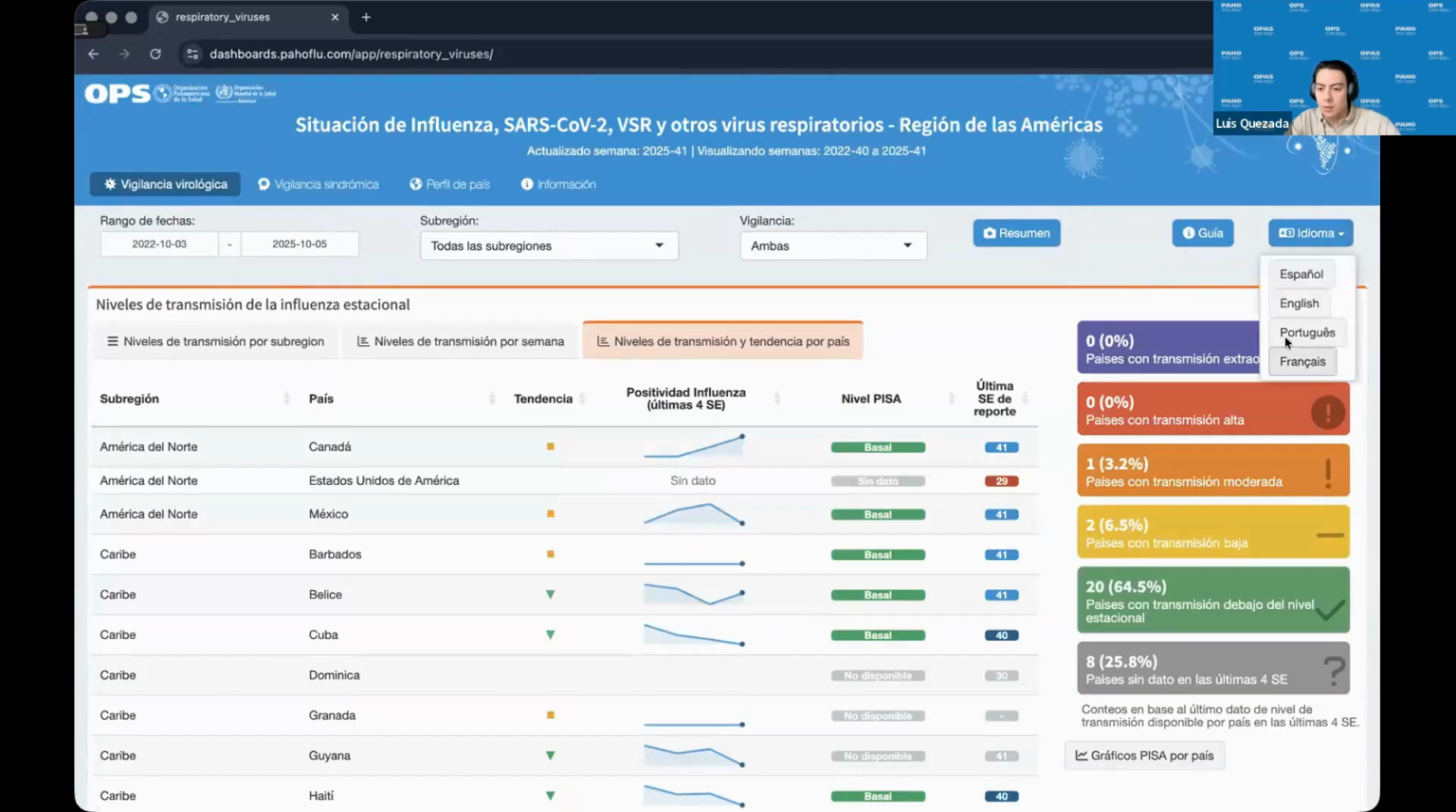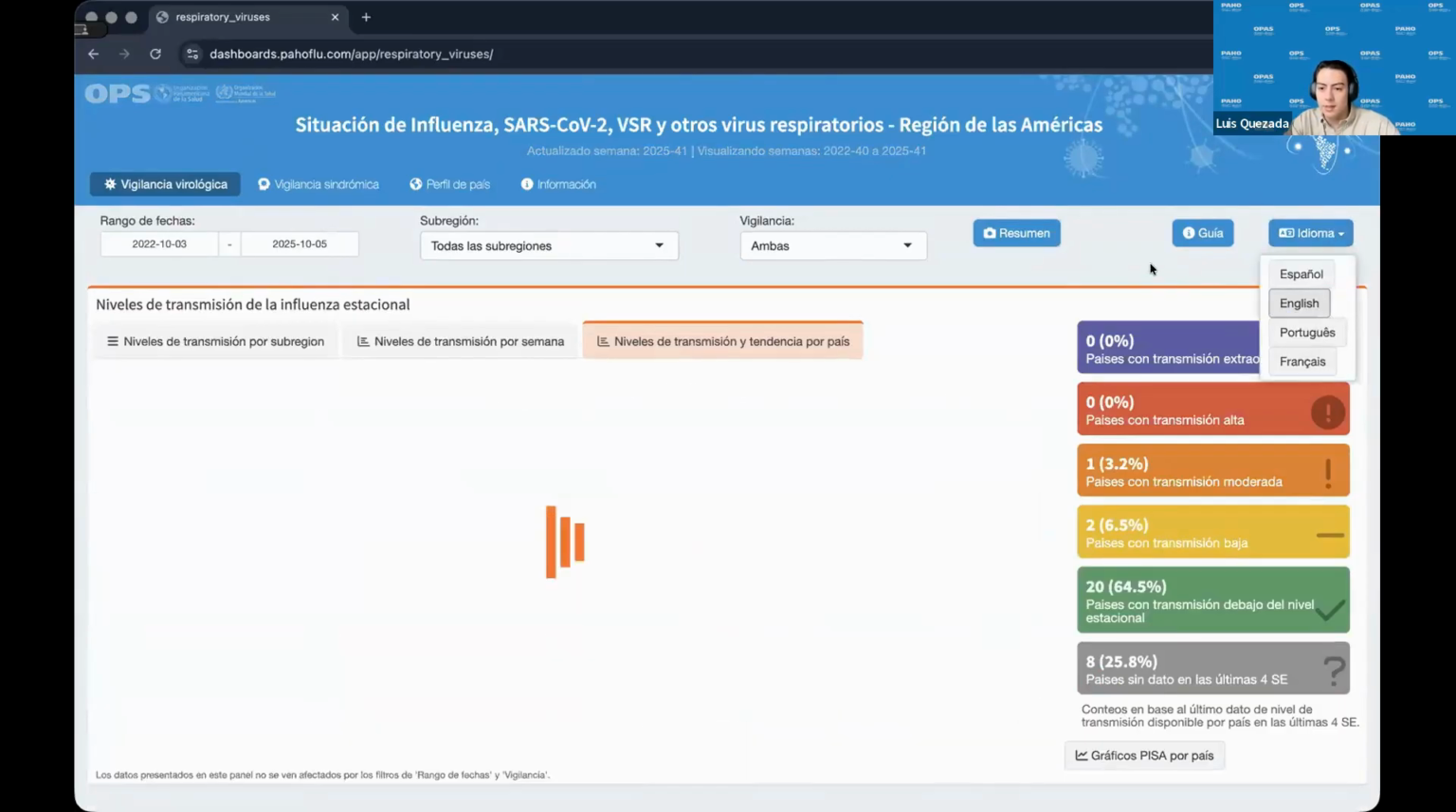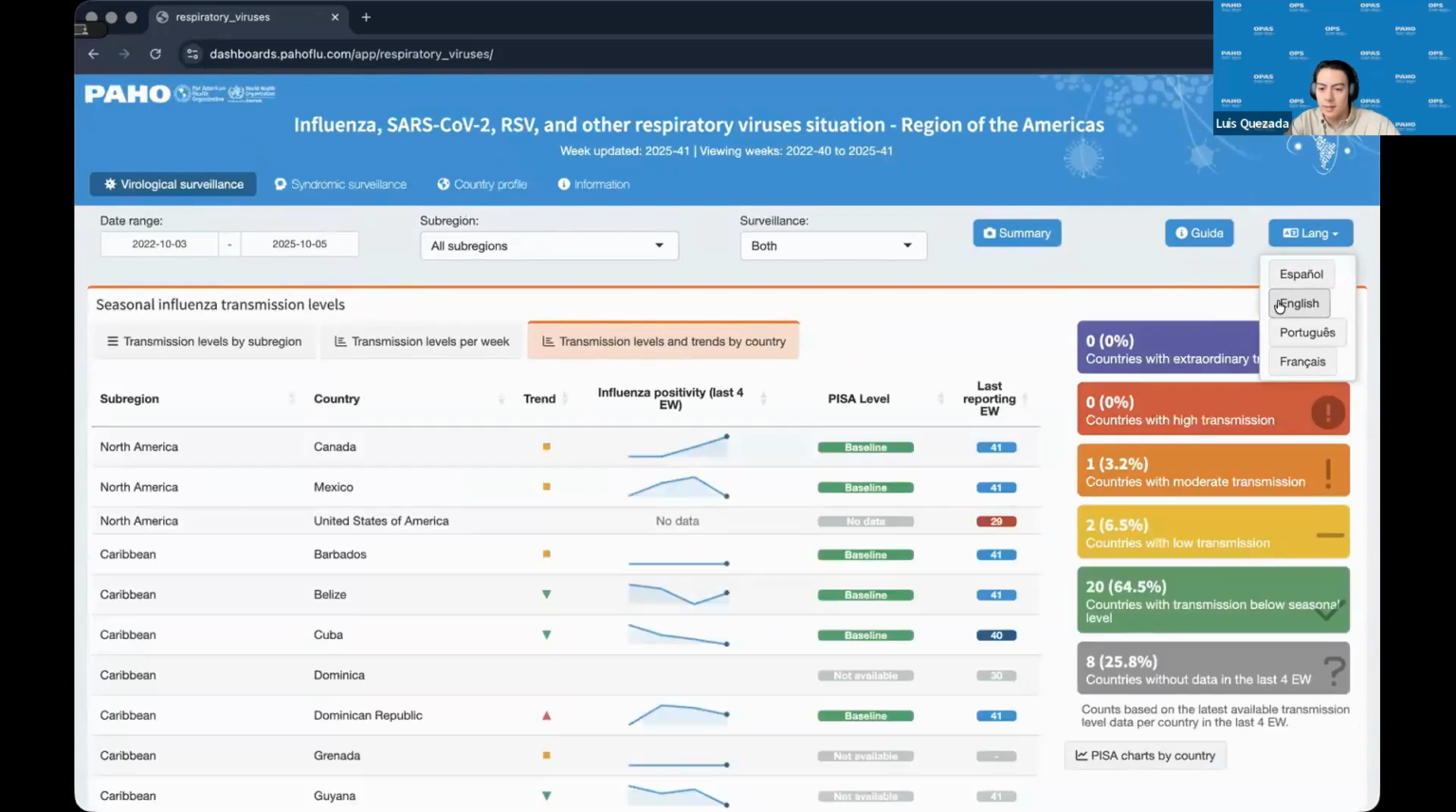And finally, let me remind you that the dashboard is available in all languages. If you need to change the language, you can click on the language box, and all the visualizations will be refreshed to be shown in the desired language.